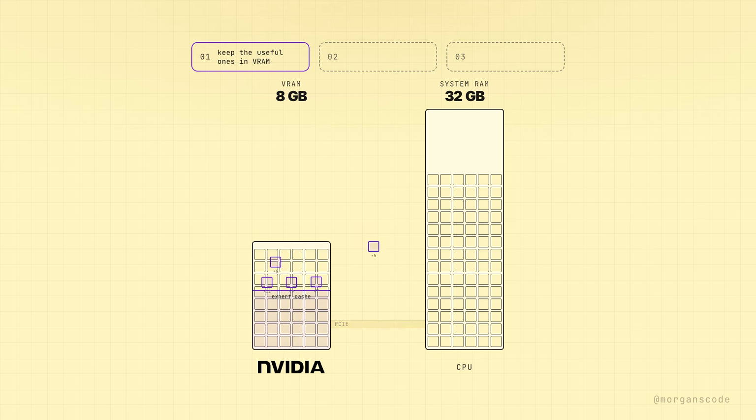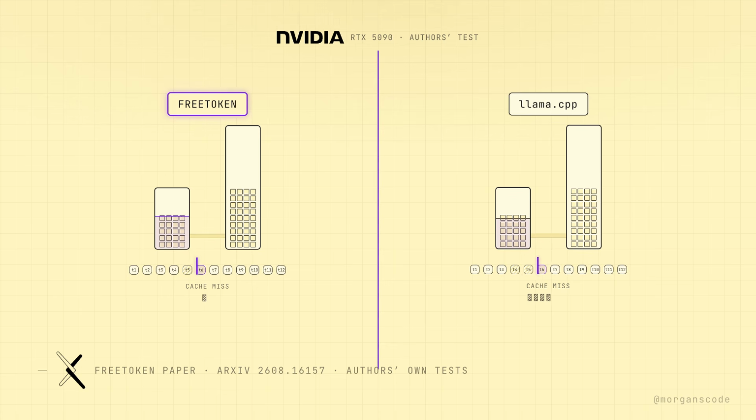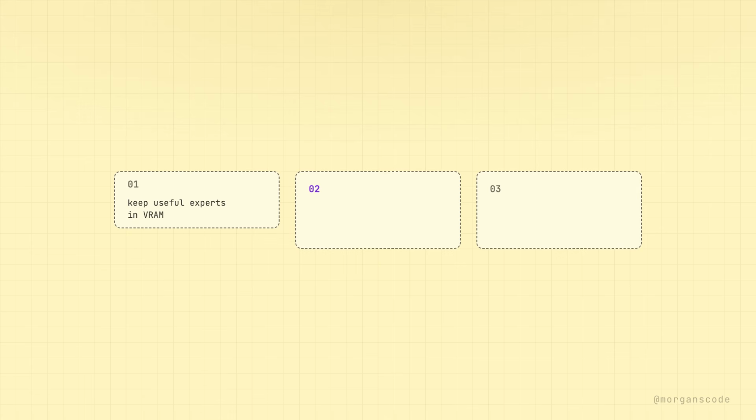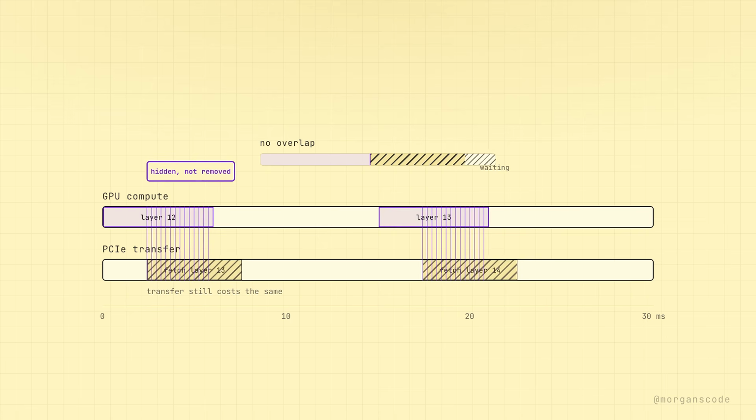The basic idea can be explained with 3 decisions. First, FreeToken remembers which experts are being used and keeps the most useful ones in VRAM. Think of this as a smart cache. If nearby tokens keep using similar experts, the runtime does not need to pull the same weights from system RAM again and again. In the researchers' RTX 5090 test, llama.cpp missed its expert cache far more often. FreeToken's cache adapted as the model generated each token, while llama.cpp used a more static split. Second, FreeToken overlaps work. While the GPU is processing the current layer, the runtime begins preparing the next one. The transfer does not disappear, but much of the waiting can be hidden behind work that is already happening.